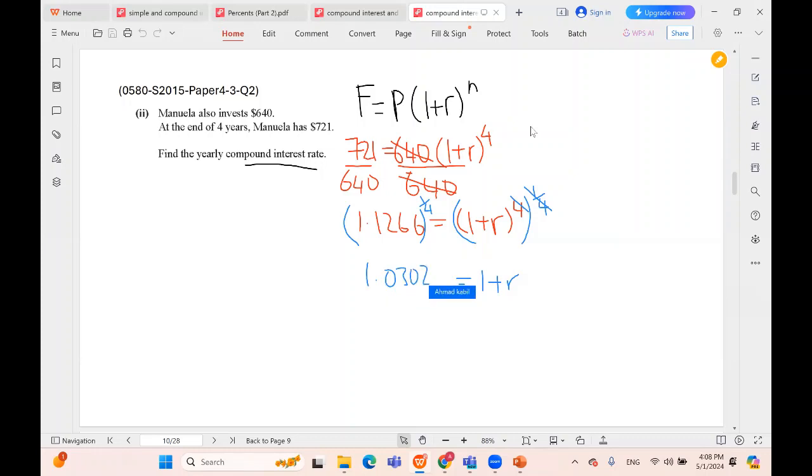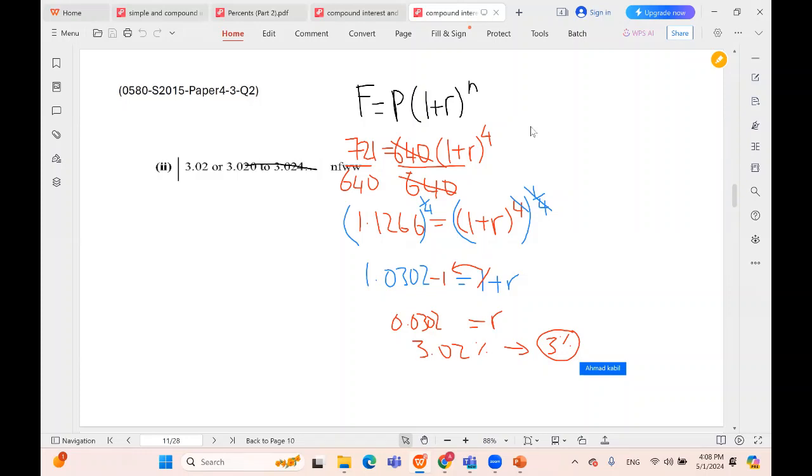Now we subtract 1. You take the 1 to the other side, becomes minus 1. So R is 0.0302. We multiply by 100 to get it as a percent. So 3.02%, or you can even write it as 3%. However, they require here 3.02, so let's not round it too much. Let's just keep it at 3.02%.